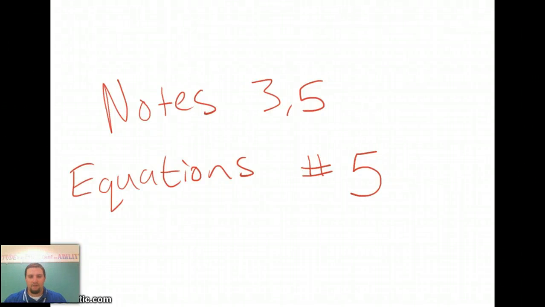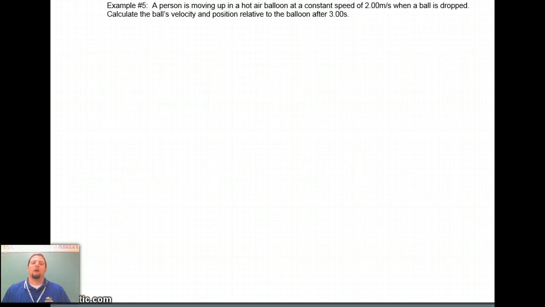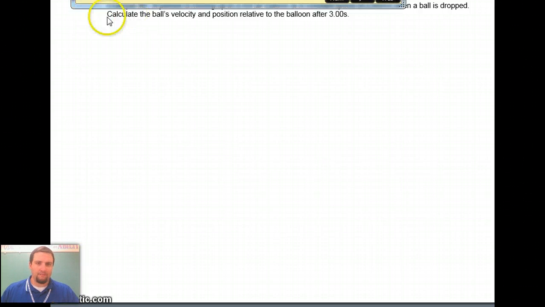All right, everyone. We are going to be looking at example number 5 from the notes, the notes on chapters 3, 5, and we're going to be looking at example 5 from the equations. Okay, here we go. Example 5. This problem is a little bit tougher than number 6, so there's a couple parts to this. So let's go ahead and take a look here and what we got.